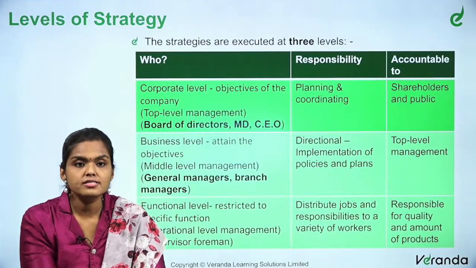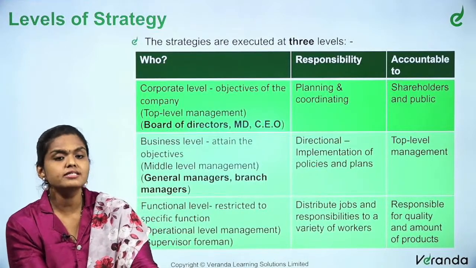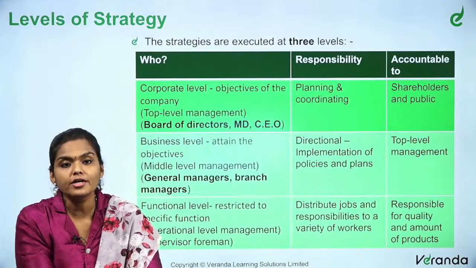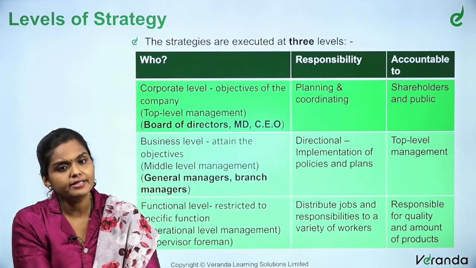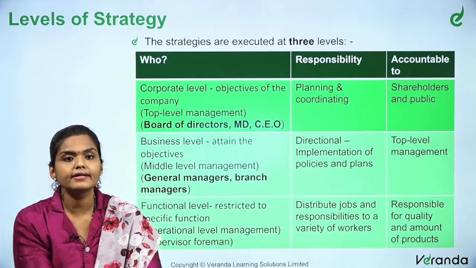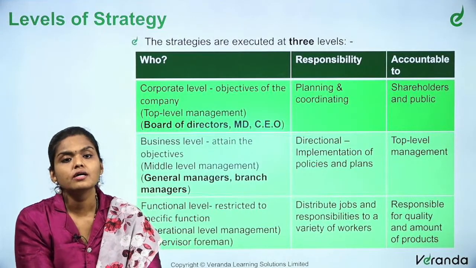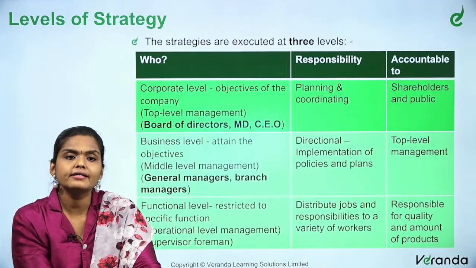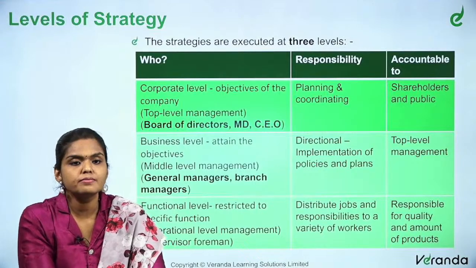Sales manager is not concerned with the account departments. So the various functional managers are there at the bottommost level. Okay, and now it has been formulated by the top, implemented by the middle, and now they are going to allocate the responsibility to each individual. They are going to distribute the jobs, responsibility to a lot of workers who are working under each of their departments. So they are responsible for whom?